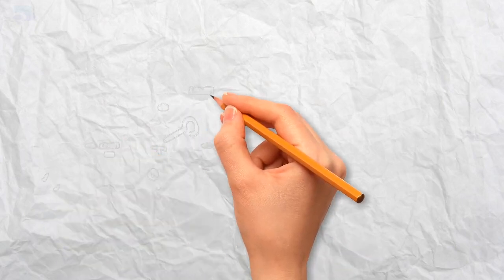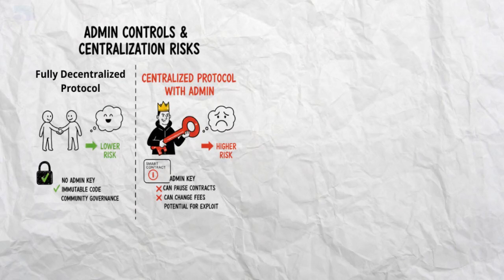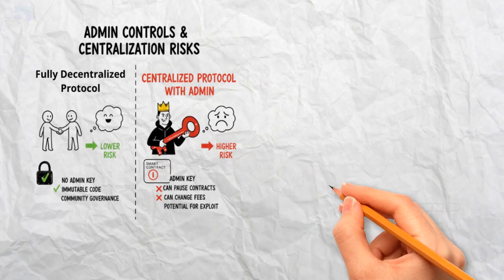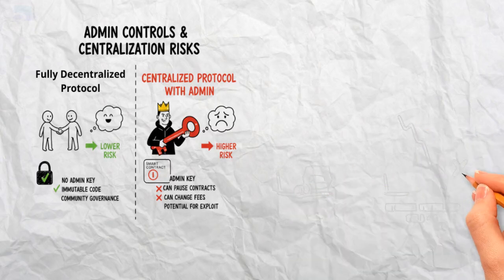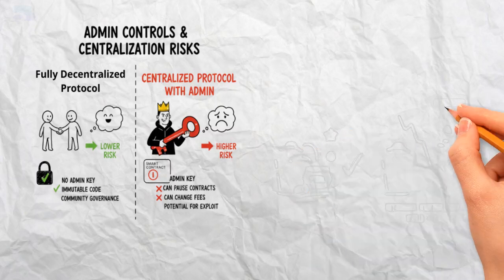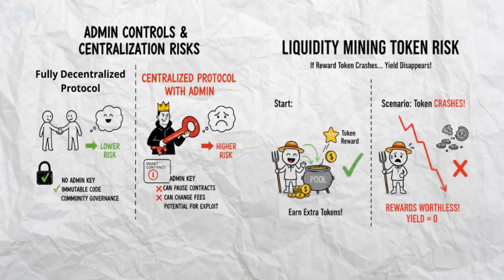4. Admin keys and governance. Some protocols have admin controls that could theoretically change pool parameters or pause contracts. Decentralization varies by protocol. 5. Liquidity mining token risk. Those extra token rewards? If the token price crashes, your yield disappears. This happened to countless pools in 2022 to 2023.